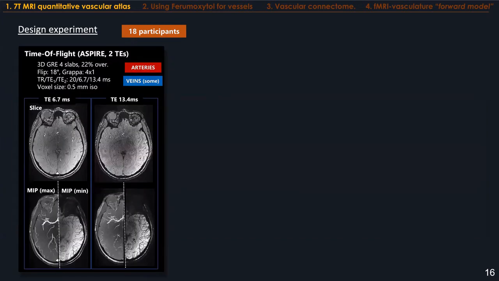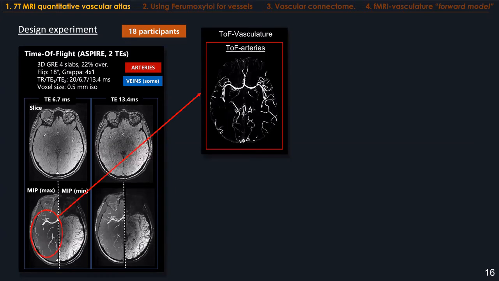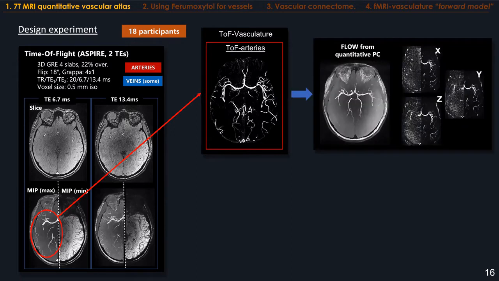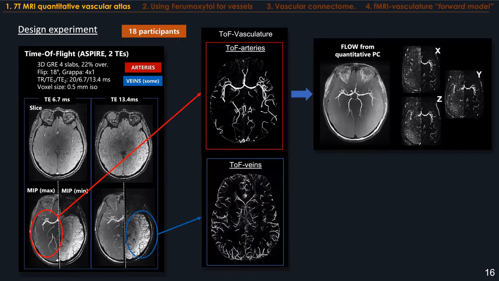Now for the time of flight, we use a multi-echo time of flight. For the lowest TE, we get the arteries like what is usually done. So basically, you get a nice arterial map, and on this map, we'll map the quantitative flow obtained from quantitative PC. But for the later TE image coming from this time of flight, we'll also get some veins, as you can see here. However, this vein map is less accurate than the QSM map that we computed just before.